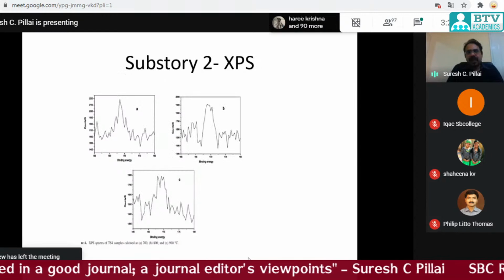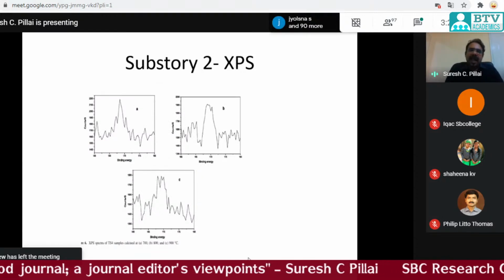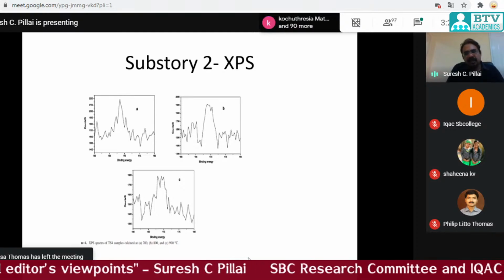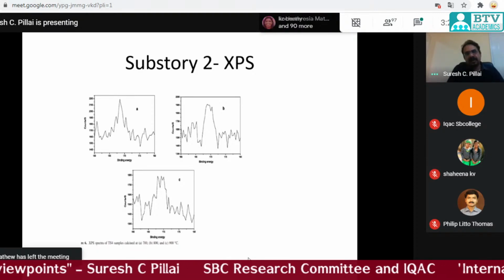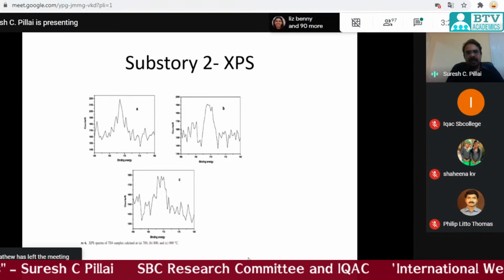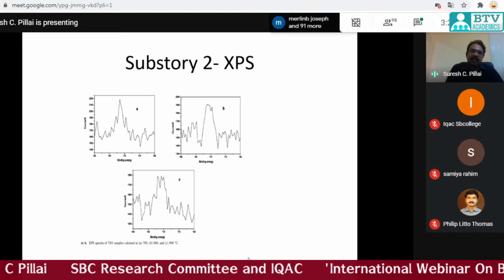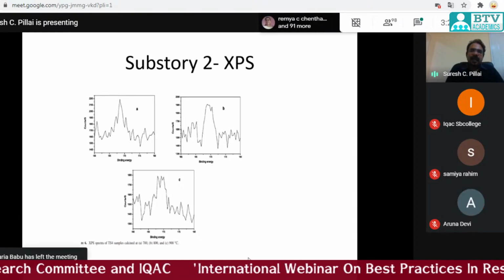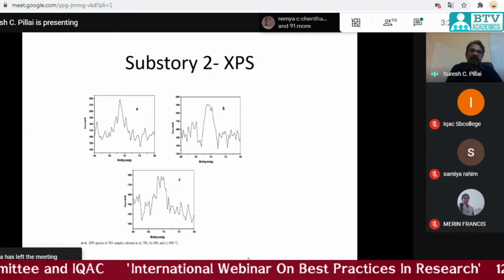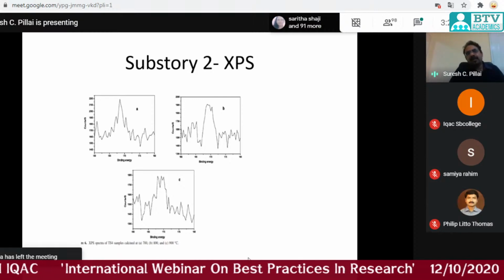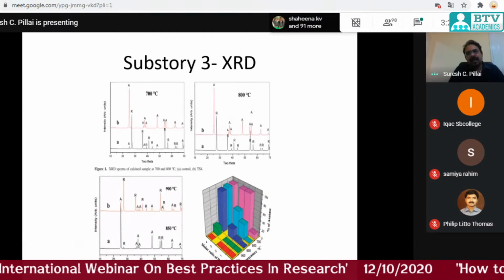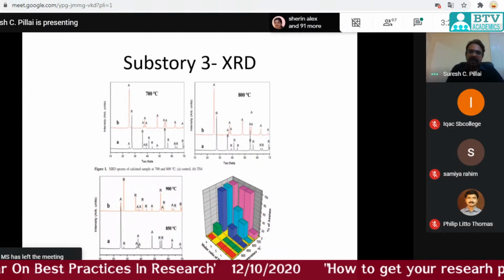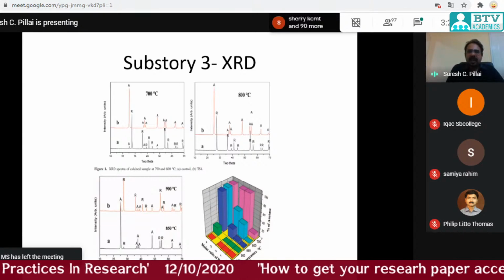X-ray photoelectron spectroscopy. So we did X-ray photoelectron spectroscopy to see what would be the impact of sulfur in titanium dioxide. And then Pradeepan found that sulfur can have three different oxidation states: S2 minus, S4 plus, and S6 plus. And in this particular case, the sulfur was doped as S6 plus. So that was an important part of the sub-story. Then he carried out XRD, and he made a sub-story out of the XRD.